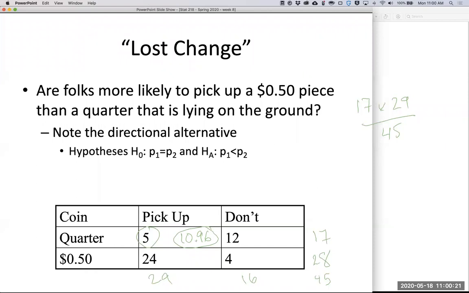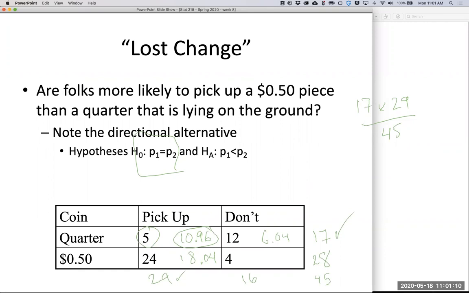And I'm thinking if 17 individuals in total saw the quarter and you expected 10.96 of them to have picked it up, again, that's according to the null hypothesis, you'd expect the rest would not have attempted to pick it up, and that's going to be 6.04. Again, 10.96 plus 6.04 gives me the 17. 28. Okay, so 29 down here. I've got 29 cases where someone did attempt to pick it up. I expected 10.96 of them to have been the quarter, so 18.04 here would be the expected count for the 50-cent piece picking up.